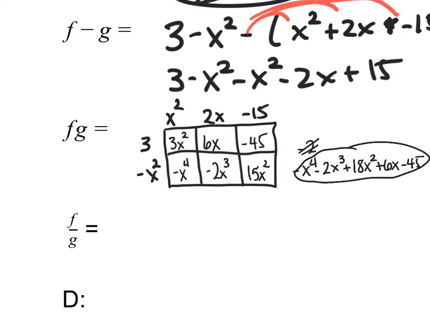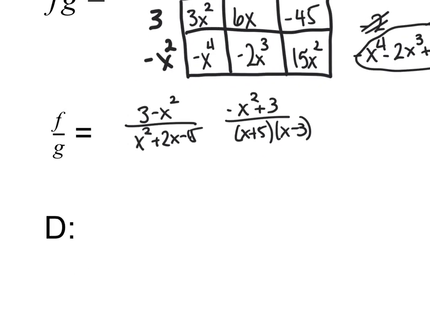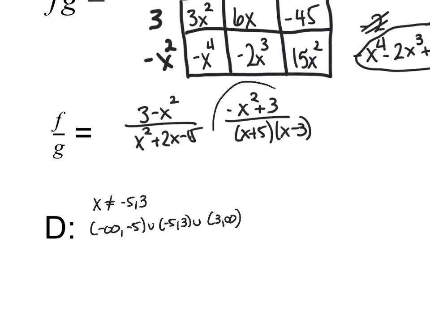And then f divided by g would be 3 minus x squared over x squared plus 2x minus 15. If I put that top in standard form and factor this, my domain, x cannot be -5 and 3. So just like we always do when we have two exclusions, we're going to put it in 3 sets of parentheses. This was my final answer for this one. I just factored it.